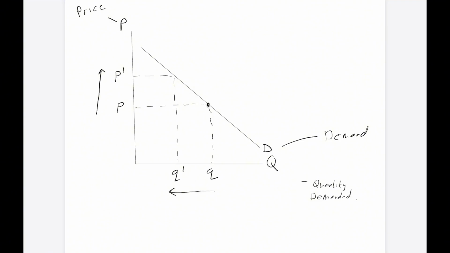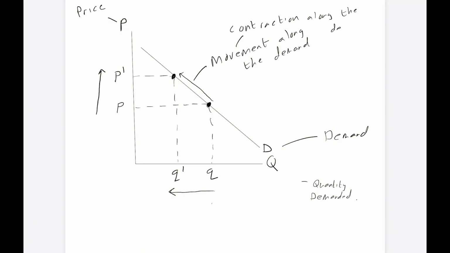Now this also causes a movement along the demand curve from here at P, Q, to here, point P1, Q1, okay? So we can draw an arrow going this way to show that there has been a movement along the demand curve. Now, this movement has come about because of an increase in price, so therefore demand has decreased. So when the demand decreases, we can see the quantity demanded has decreased from Q to Q1. That means that the demand has decreased. That means there has been a contraction in demand. So this movement is known as a contraction along the demand curve.